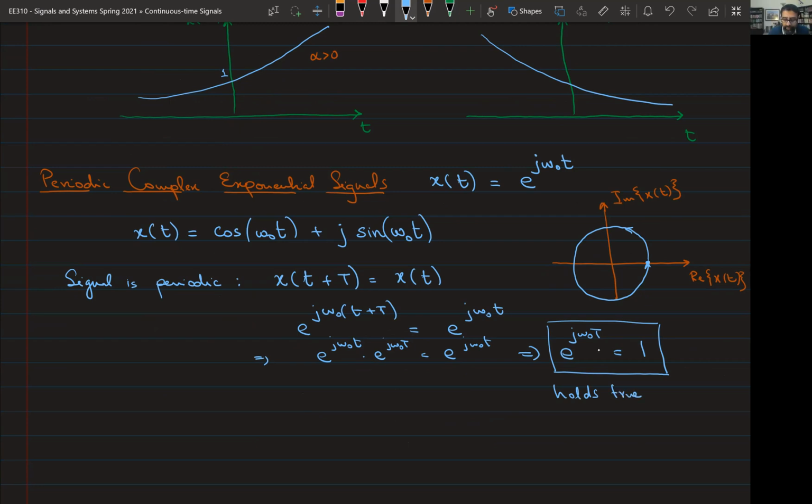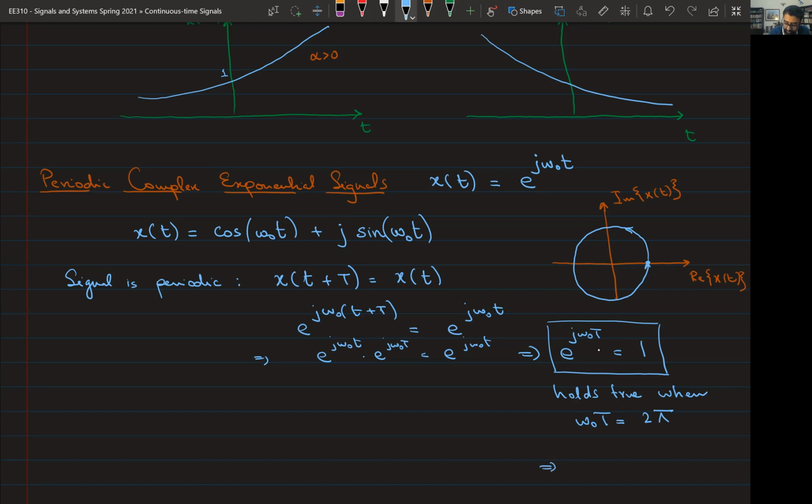Not exactly 2 pi. Half pi. No. This is true. Pi. T is equal to pi. Right. So that's not T equals pi. Anybody else? I mean, it has to be a function of frequency. Right? This holds true when omega naught capital T is equal to 2 pi.